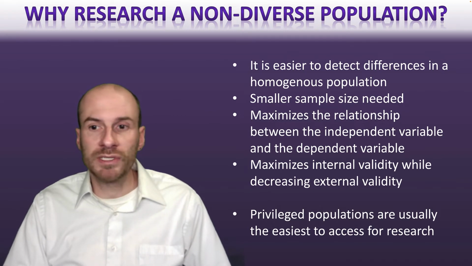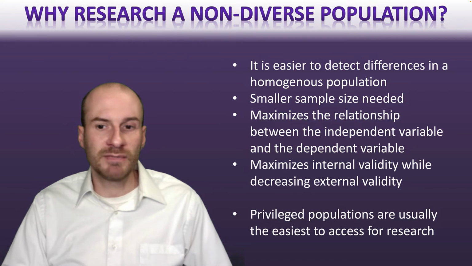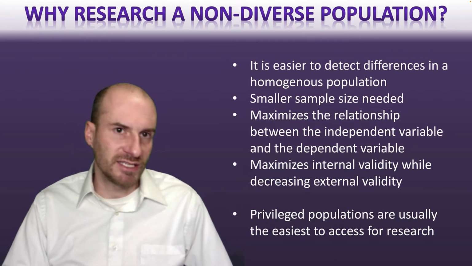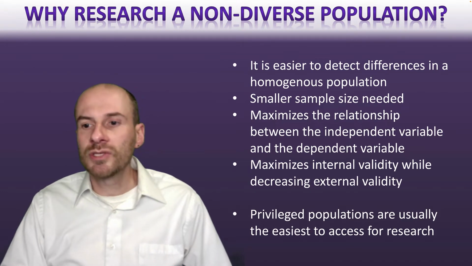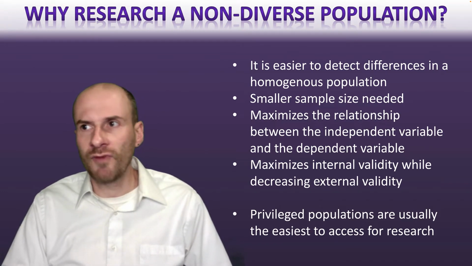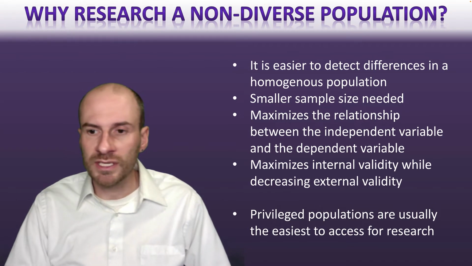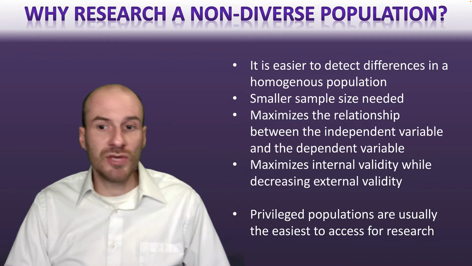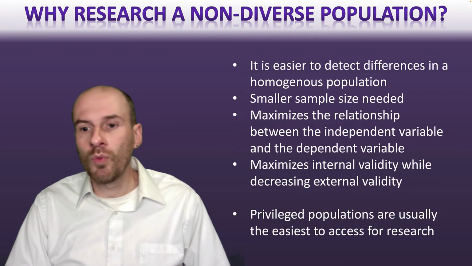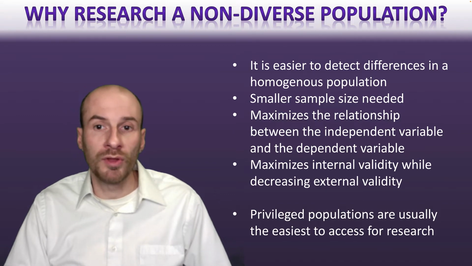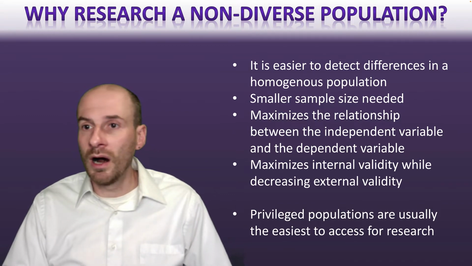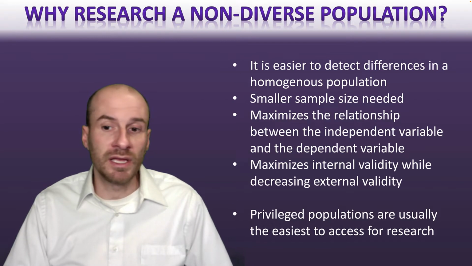So you can have a smaller sample size. You can also have a stronger effect, so you have a better relationship between the independent variable and dependent variable, which maximizes internal validity, which increases your chance of getting published and seeing an effect if there is an effect. So there's all these real advantages from a research standpoint to not study diverse populations. But the problem with this is it decreases external validity. It means that the data that we produce is less useful in the real world, and it doesn't apply to populations who are not being included in that research.